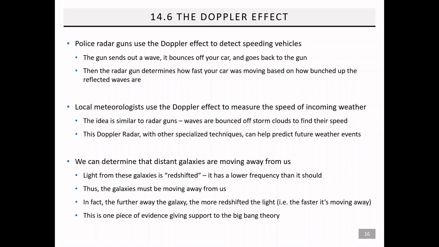Now, we expect these galaxies to emit light with a certain frequency, or in a certain range of frequencies. But what we actually see is that the light is at a lower frequency than we expect. So we say it's redshifted. And this name will make more sense when we study the electromagnetic spectrum in future chapters. But basically what this means is that the galaxies are moving away from us.